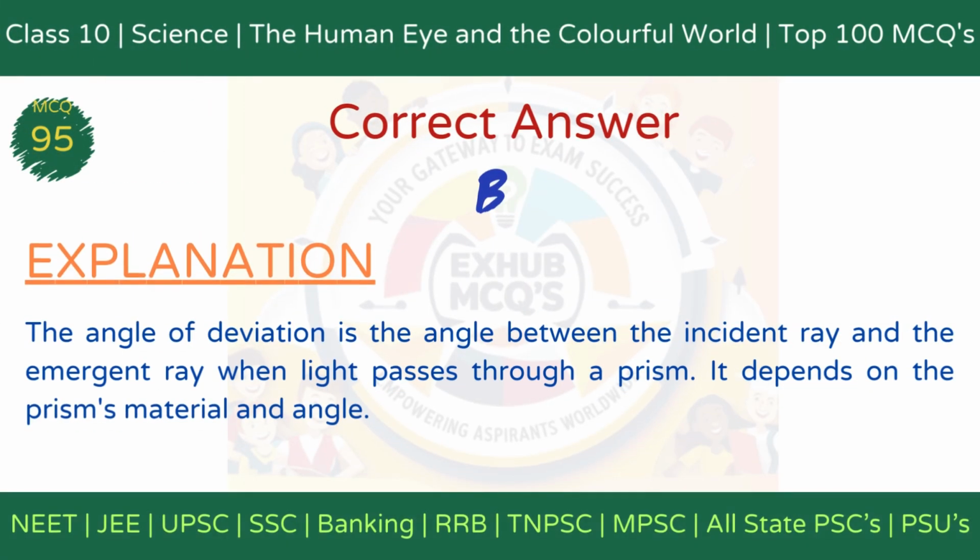The correct answer is option B, angle between the incident and emergent ray. Explanation: the angle of deviation is the angle between the incident ray and the emergent ray when light passes through a prism. This angle depends on the prism's material and geometry.